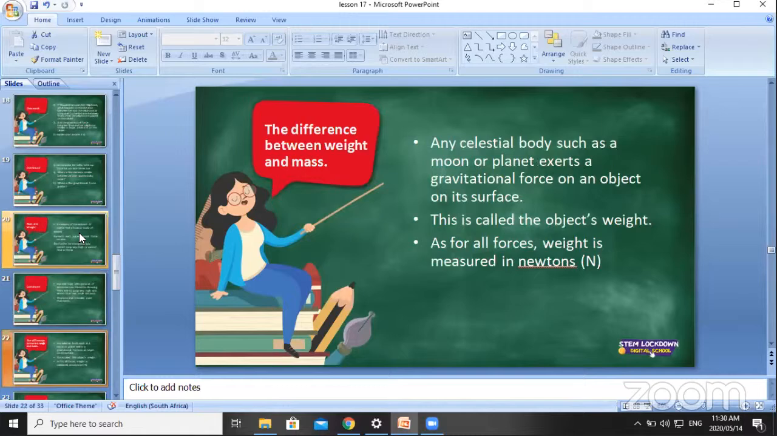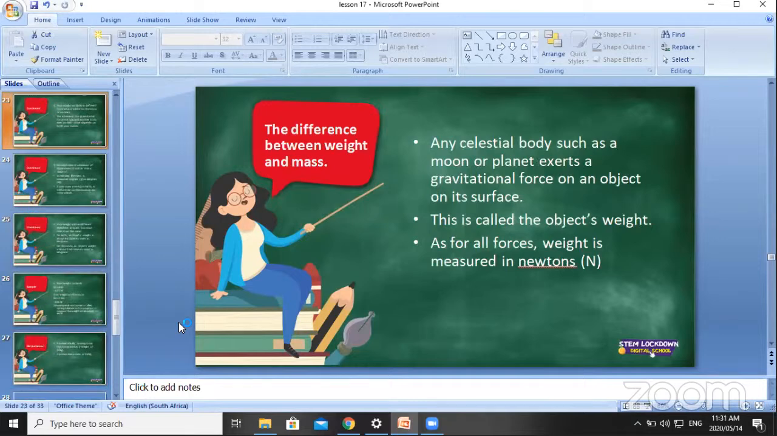The difference between weight and mass. Any celestial body such as the moon or a planet exerts a gravitational force on an object on its surface. This is called the object's weight. As for all forces, weight is measured in newtons. Are we clear? Weight is measured in newtons. And mass is measured in kilograms. You have picked that up already because we've been doing this.